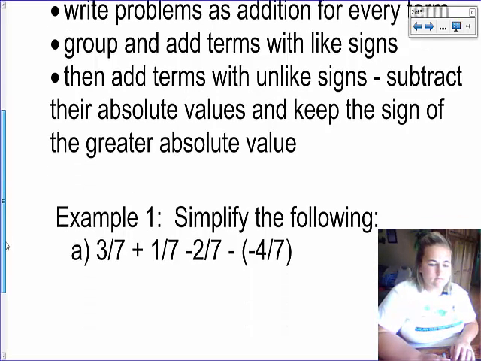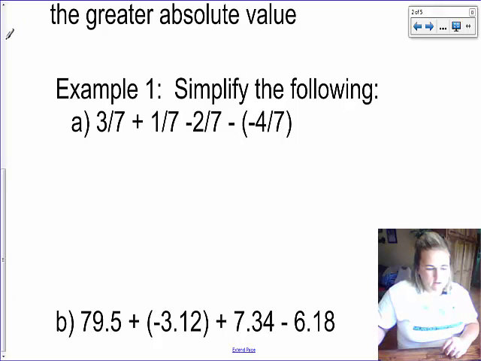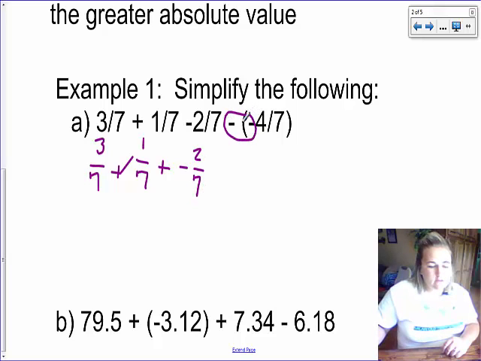So, for example, Example 1, Part A. The first thing it tells us to do is to write each term as addition. So we'll have to do a little rewriting here. We have 3/7 plus 1/7, and then plus negative 2/7. And you should also remember that double negatives give us a positive, so plus 4/7.